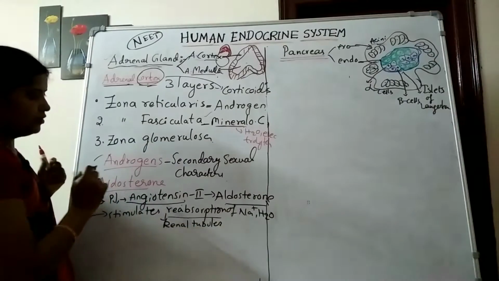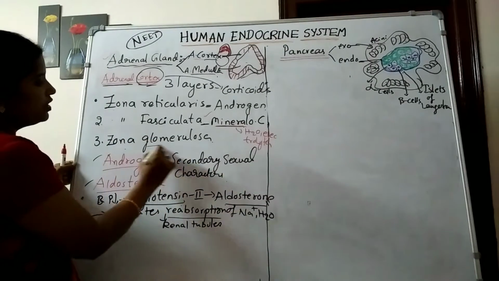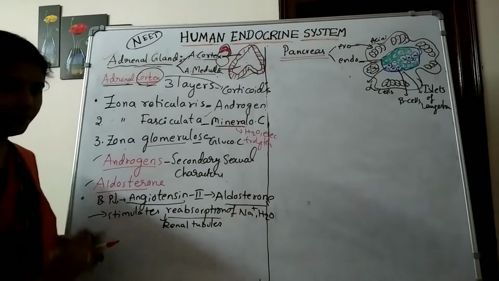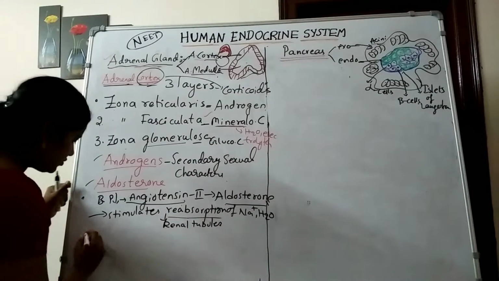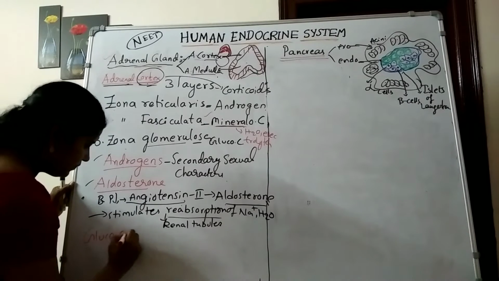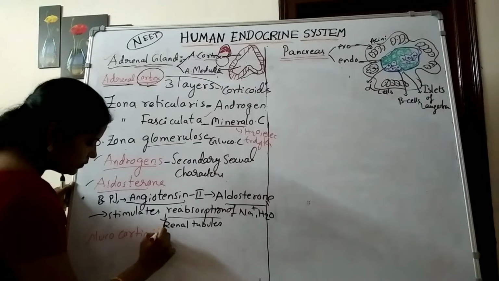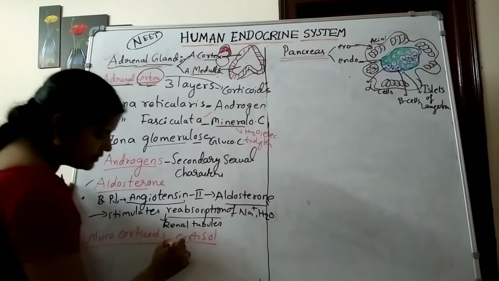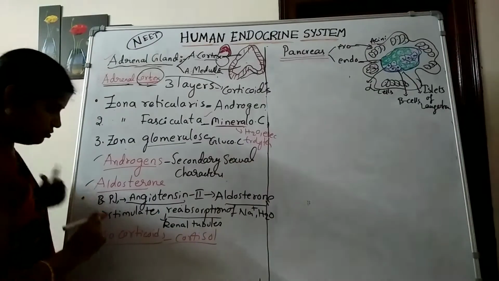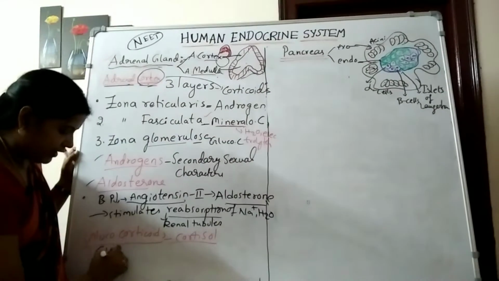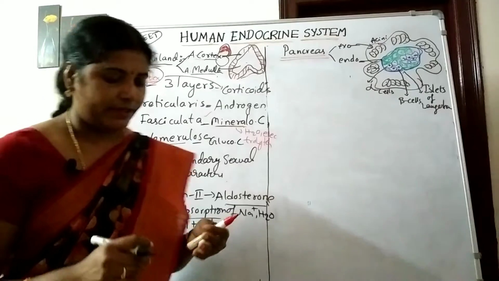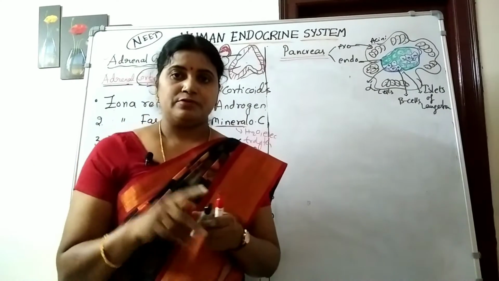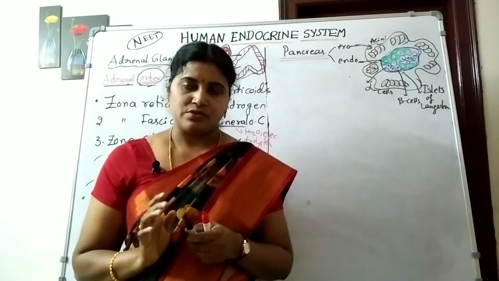So androgens and aldosterone. Then what about zona glomerulosa? Glucocorticoids. An example is cortisol. Cortisol is an example of glucocorticoids. Glucocorticoid is responsible for carbohydrate metabolism, lipolysis, proteolysis, and especially anti-inflammatory responses.